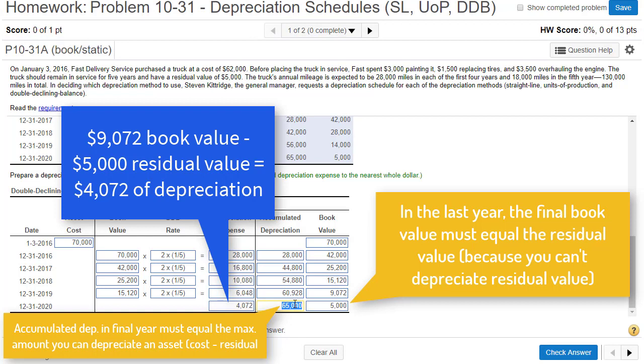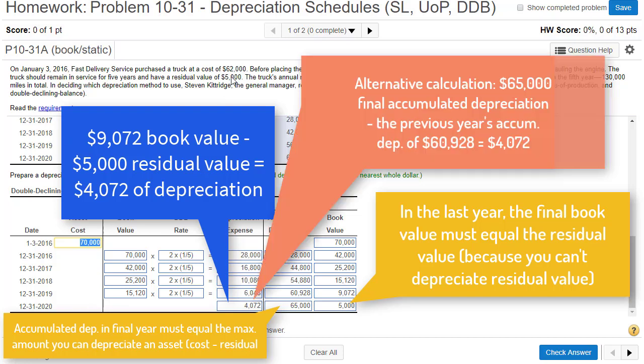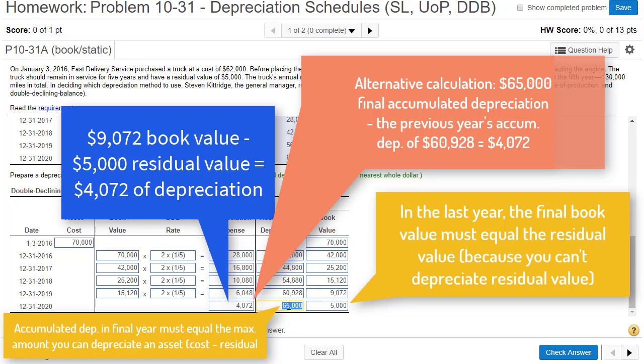Now remember, this 65,000 had to be the depreciable cost. Again, the depreciable cost is the cost of the asset, 70,000, minus that residual value. So this last number, for accumulated depreciation, has to always be the maximum amount you could depreciate, which is, again, asset cost minus the residual value. And the book value in the final year has to be equal to the residual value. So on double declining balance, this number, you're just going to calculate it. It's called the plug number. Whatever number is going to make it fit, you plug it in here.